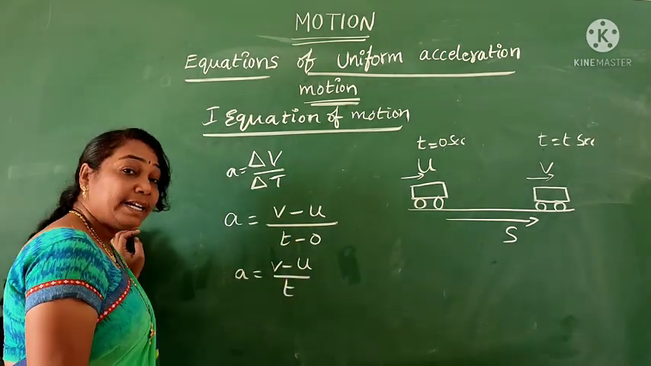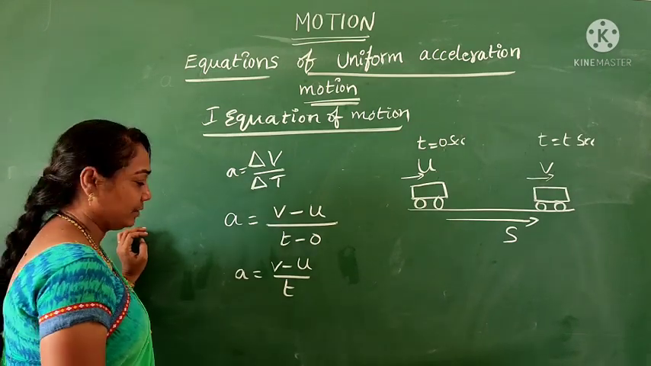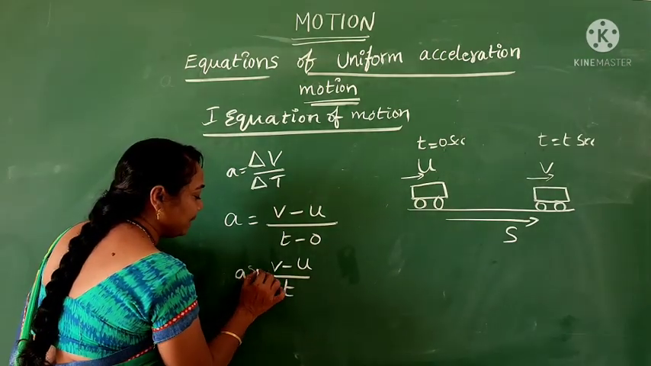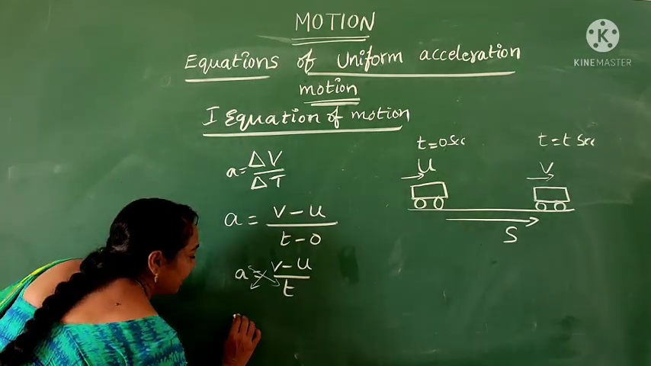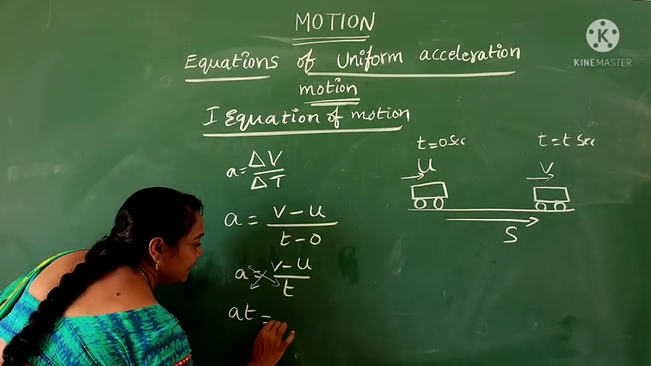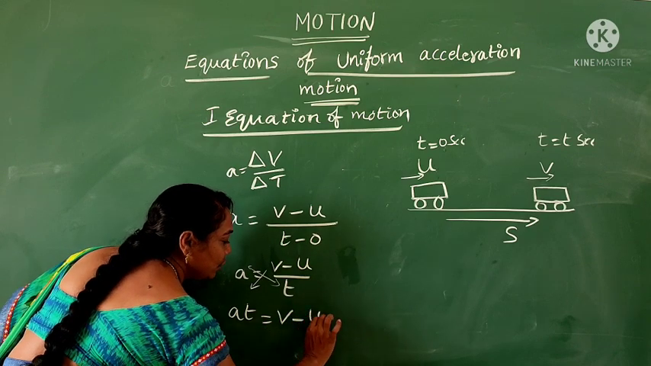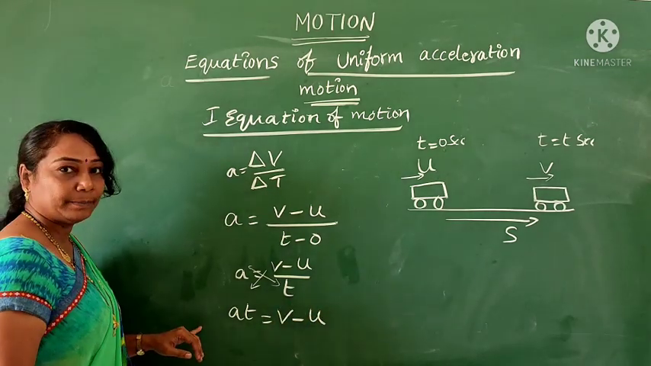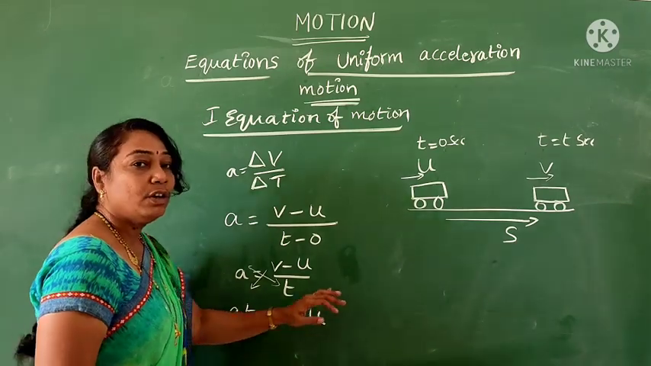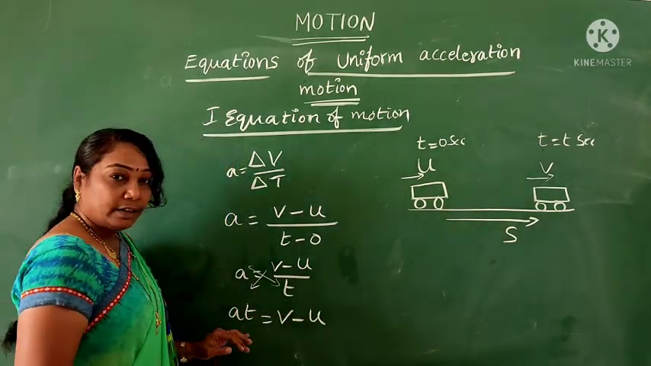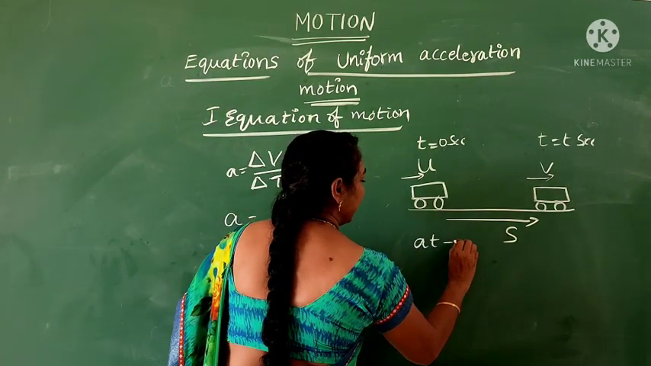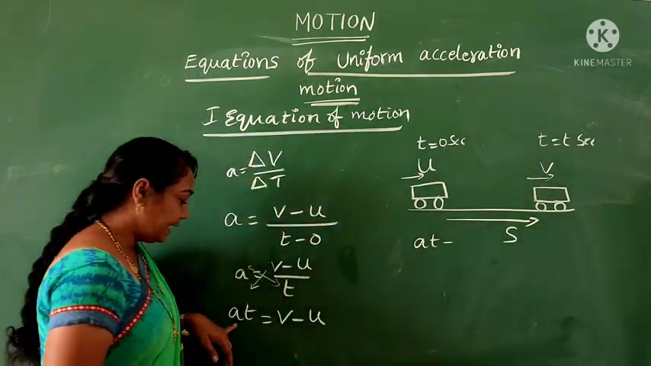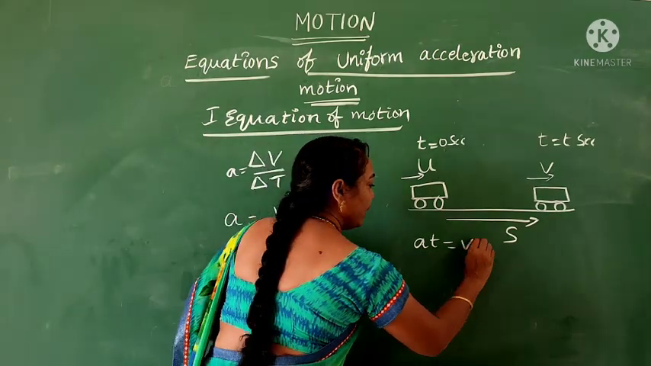Okay? By the cross multiplication, we will write this as at is equal to v minus u. At is equal to v minus u.